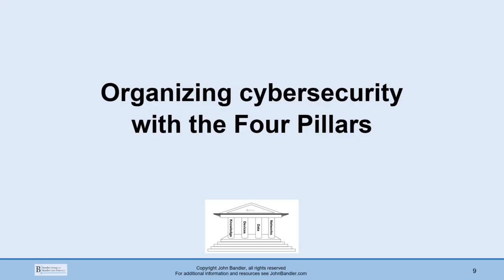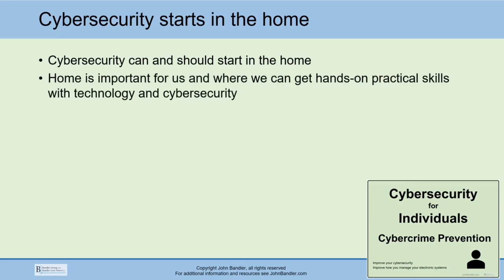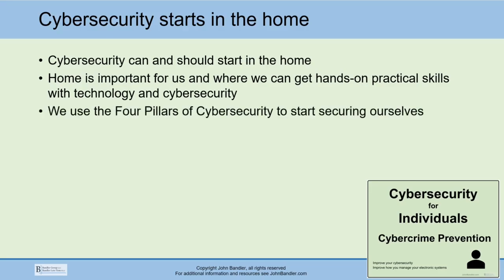Let's talk more about organizing our cybersecurity with the 4 pillars, and let's start with how we do it as an individual in our home for our family. And cybersecurity starts in the home for a lot of reasons. Home is important for us. It's where we live. It's where our family lives, the most important things in our life. It's also where we can get hands-on skills and practice with technology and cybersecurity, because most of us cannot hire someone to do our IT and cybersecurity in the home. We have to do it ourselves, and we can use the 4 pillars to do this, to secure ourselves, to start doing that, and to continually improve.